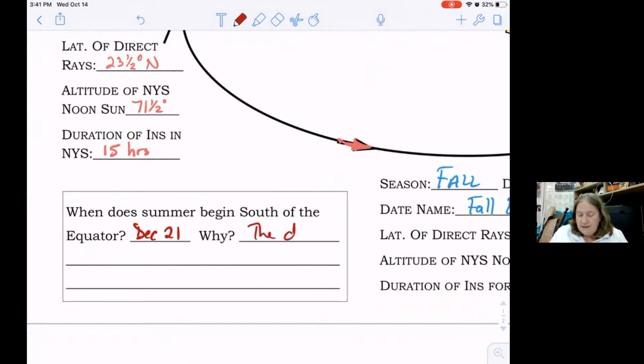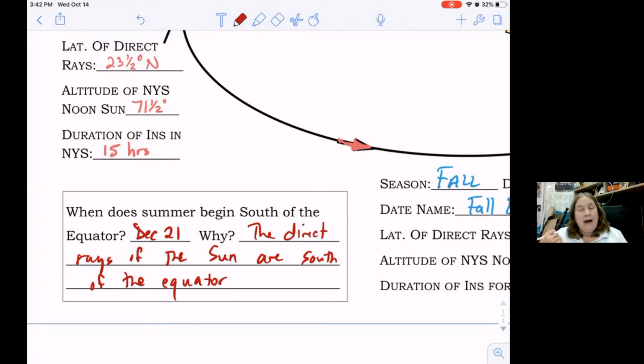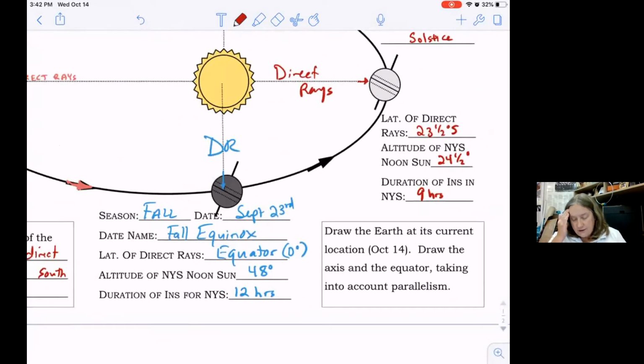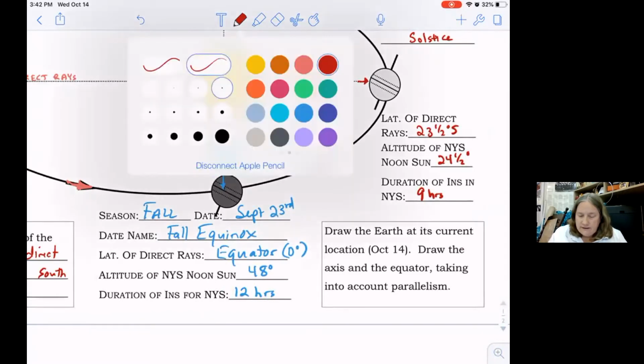So the direct rays of the sun are south of the equator for this. Sorry, I can't write and talk at the same time. So that is why they're getting summer in December, because they're getting more direct sunlight, higher intensity because it's at a higher angle. All right, the last thing that this particular paper asks us to do is draw the Earth at its current location.